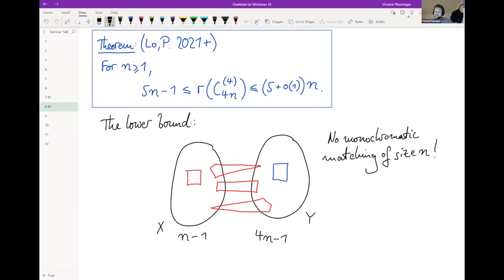So you definitely can't have a blue matching of size n, because then it would have to be entirely inside y, but you only have 4n minus 1 vertices in y, but you would need 4n if you would have a matching of size n, because each edge has 4 vertices. And then you also can't have a red matching of size n, because every red edge contains at least 1 vertex of x, and there are only n minus 1 vertices in x.